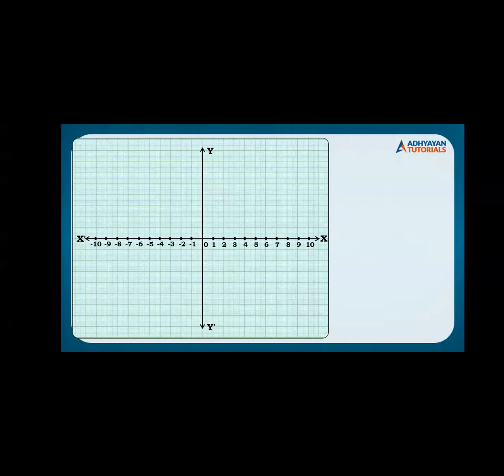Now, on the upper side of the y-axis we have positive numbers, that is 1, 2, 3, 4, 5, 6, 7, 8, and so on. And on the downward side we have negative numbers. So this is what the Cartesian coordinate system is.